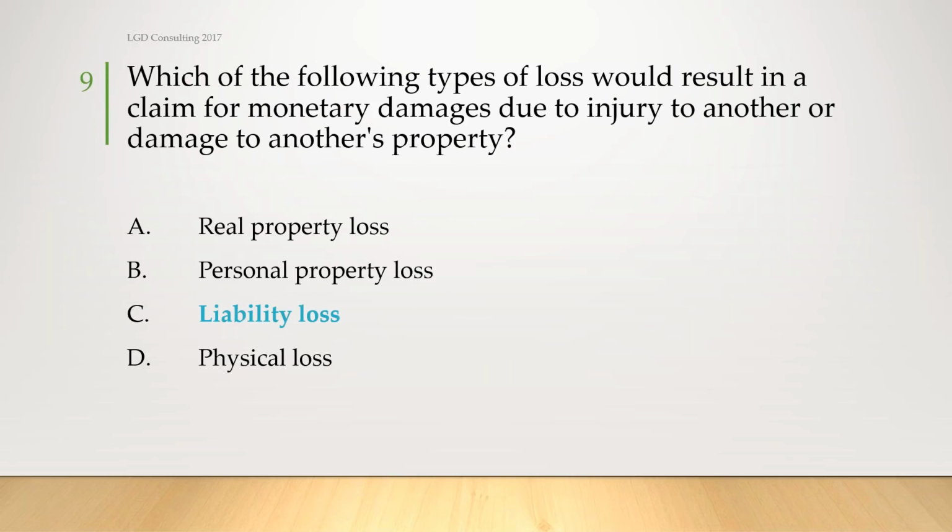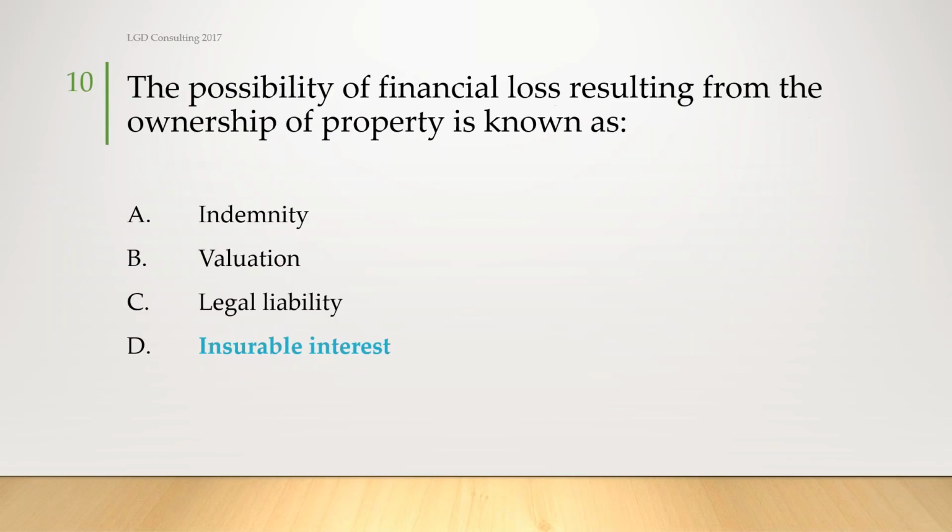Which of the following types of loss would result in a claim for monetary damages due to injury to another or damage to another's property? So whenever it's someone else, that's typically liability coverage. Okay, unless they're like an immediate family member, a guest in your house, staying overnight. Typically, it's other people's property, and other people. But if you have a cocktail party, one of your guests or friends slips and falls, that would be covered by your policy under the liability section.